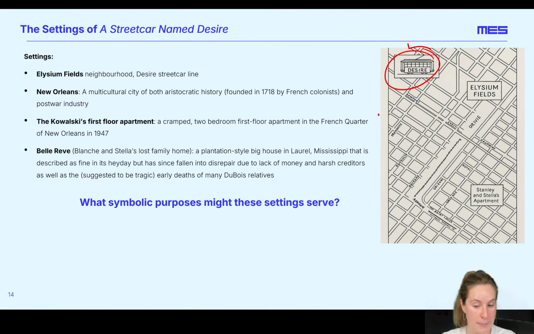Then what symbolic purposes might these settings serve? Well, firstly, we've got this juxtaposition between these two settings here.